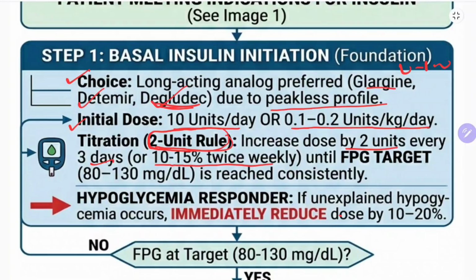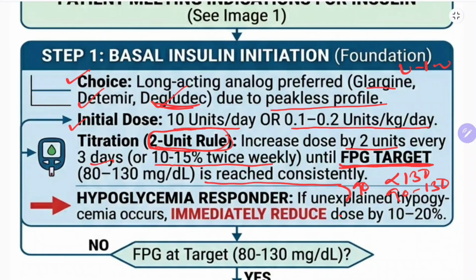Whenever you use basal insulin titration, you will look at the fasting plasma glucose. Okay, fasting plasma glucose, and the target is less than 130 and more than 90. So 90 to 130 is the target when we are using basal insulin, until it is reached consistently.